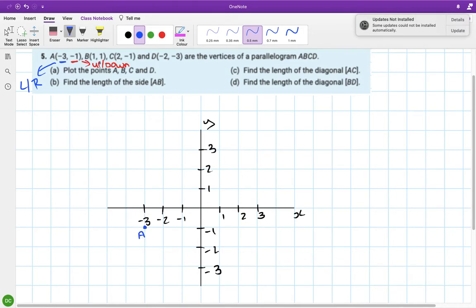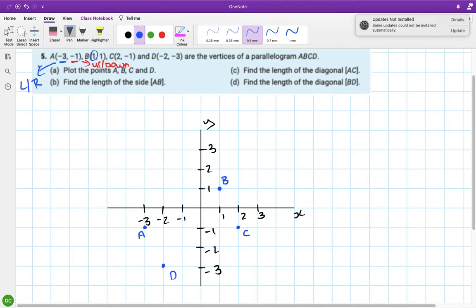All right. B, so B is 1, 1. So start in the center. The first one brings me to the right, and the second one brings me up. That's B. Back to the center. So C, the first one brings me to the right 2 steps, and then minus 1 brings me down a step. So that's there. And then back to the center. Minus 2 brings me left 2, and minus 3, 1, 2, 3, down 3. And that's D.